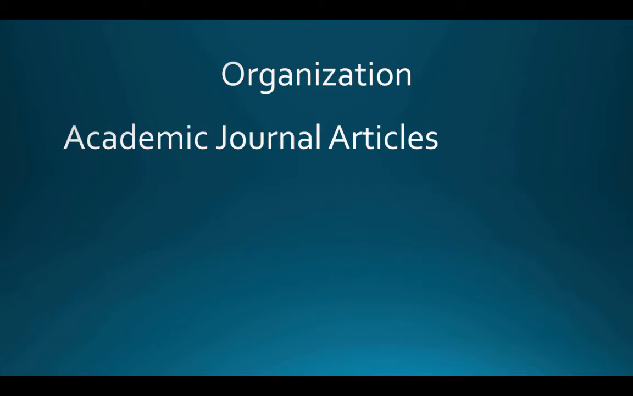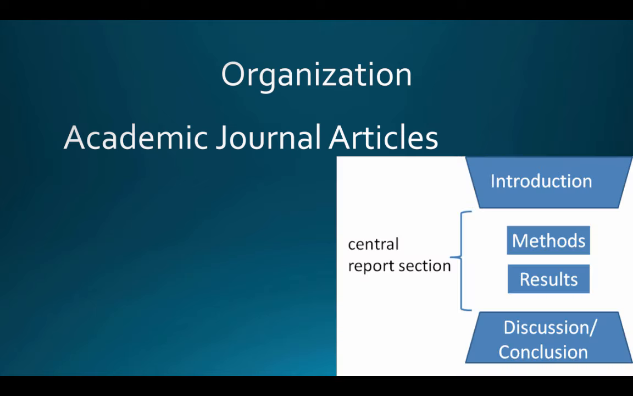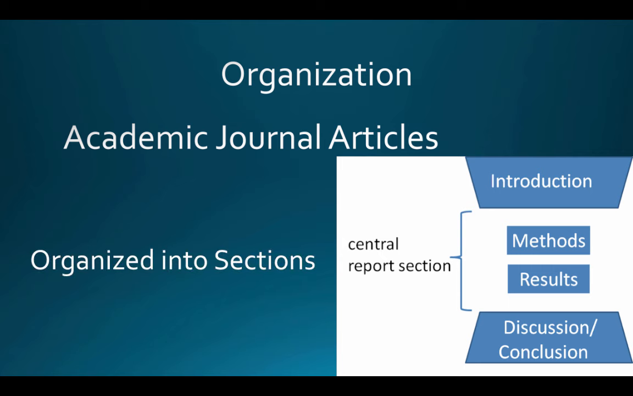Academic writing tends to be highly organized. Academic journal articles, for example, often use sections to organize the content. Common sections include an introduction, a method section, the results, and discussion and conclusions.